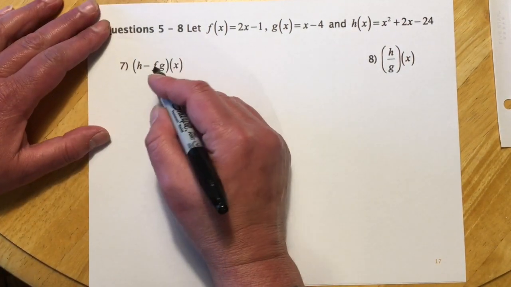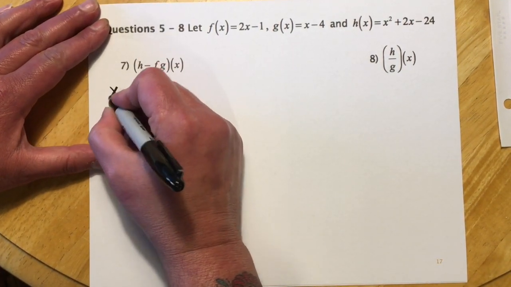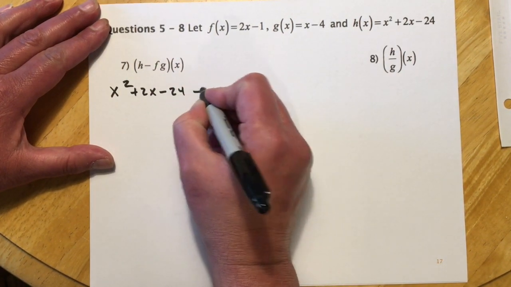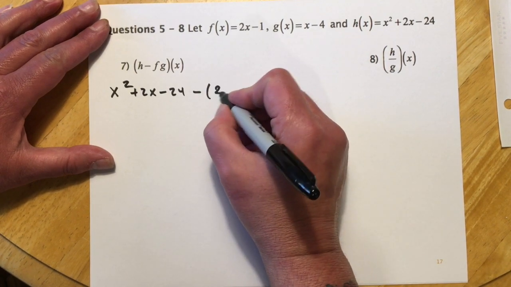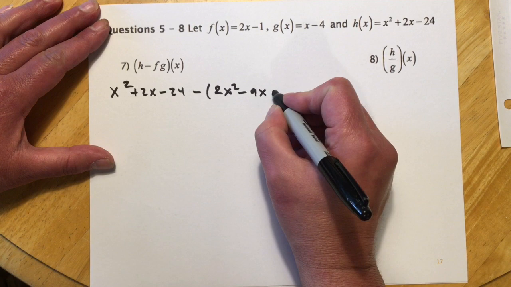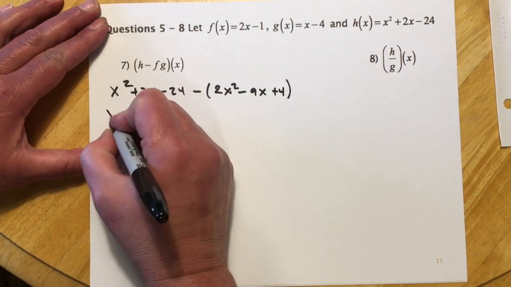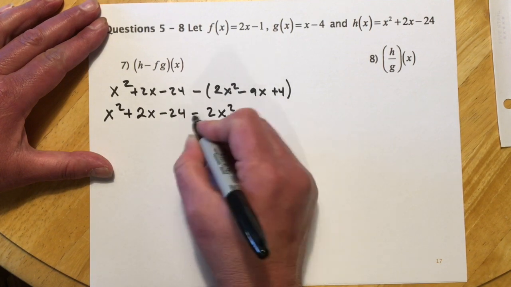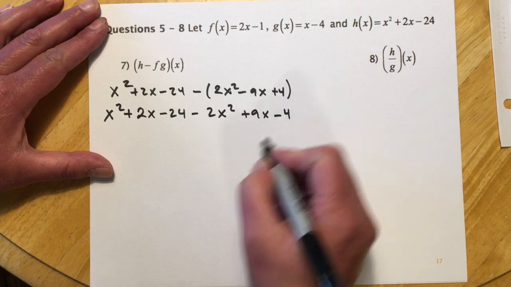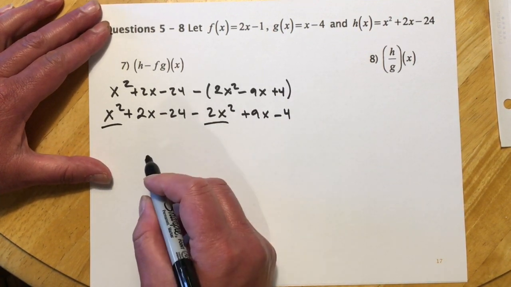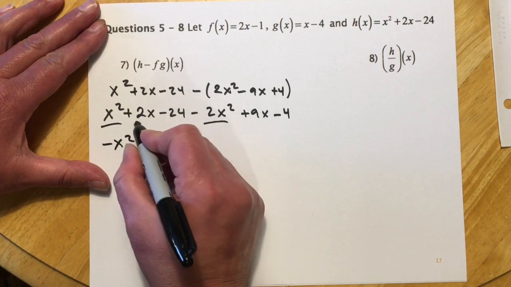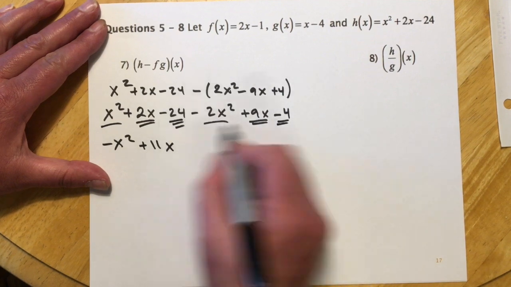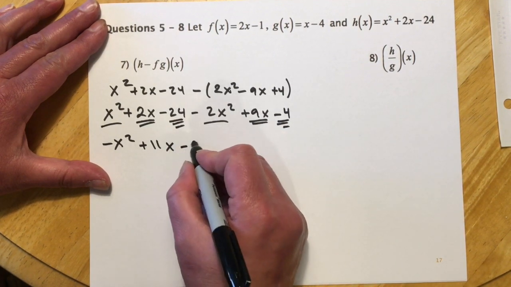This one uses the same thing from the last question, so I'll just copy it down here. So h is x squared plus 2x minus 24, and then that's going to be minus 2x squared minus 9x plus 4. And distributing, so minus 2x squared plus 9x and minus 4. So x squared minus 2x squared is minus x squared, plus 2 plus 9 would be plus 11x, and minus 24 minus 4, minus 28.